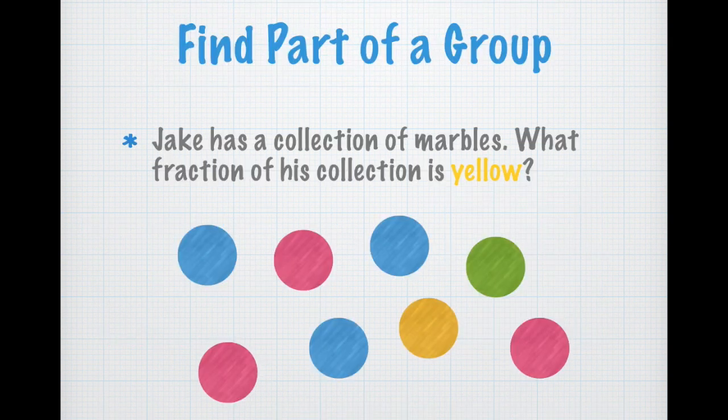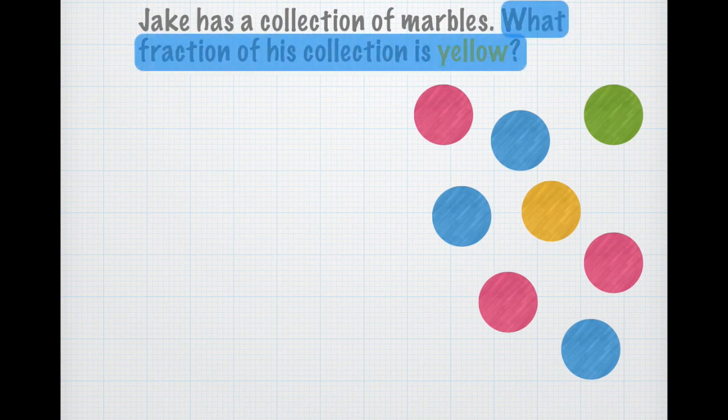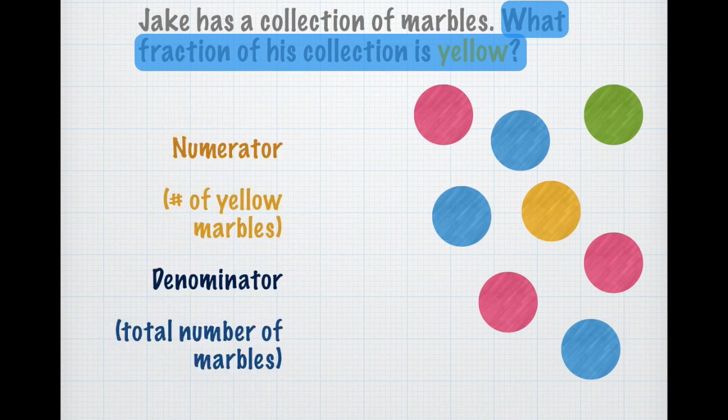We can do the same thing when we're trying to find part of a group. Jake has a collection of marbles. What fraction of his collection is yellow? So first we want to look at his marbles and find the yellow marble, because we're trying to find the fraction that is yellow. Our numerator, our top number, will be the number of yellow marbles, and our denominator, the bottom number, will be the total number of marbles.